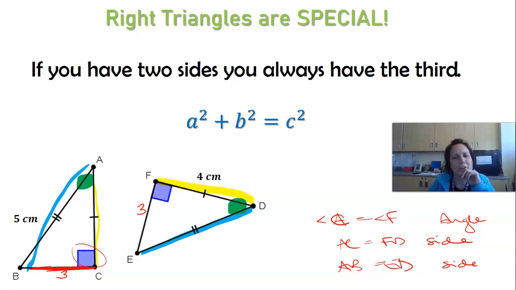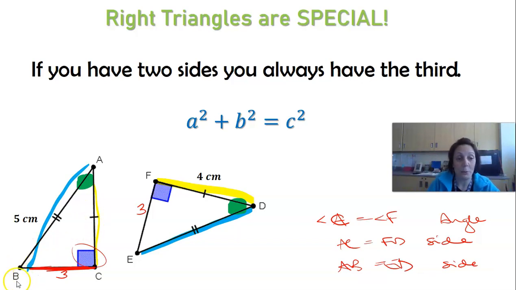So this theorem I'm about to show you is a cheat. It only works for right triangles. Okay? So if you're looking at two triangles and you have two sides and an angle and it's not the right angle and you're like, oh, this is a last resort. Last resort. Right?